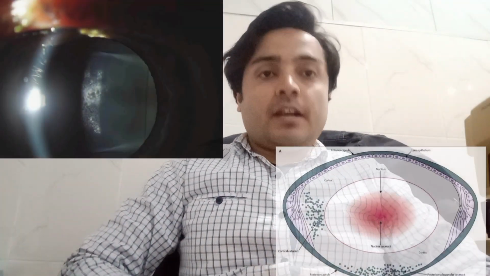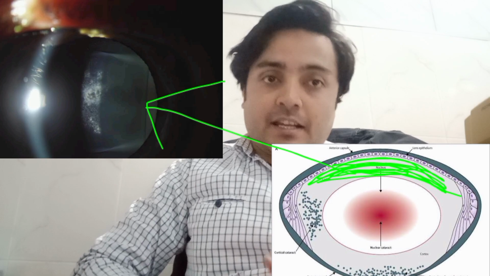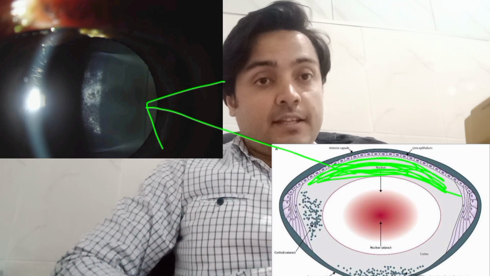Cataract is opacification of the normal crystalline lens in the eye, and it can occur in different parts of the lens: either the anterior side, the posterior side, in the middle, which is the nucleus, or at the cortex, which is called cortical. We'll discuss all of these in detail. In this image, you can see the cataract has occurred on the anterior capsule, so it is known as anterior subcapsular cataract.